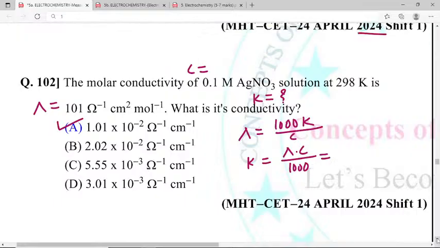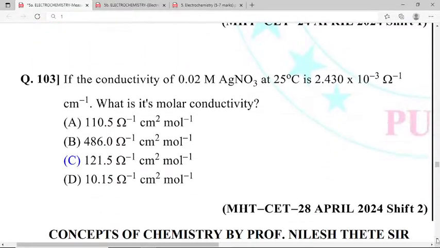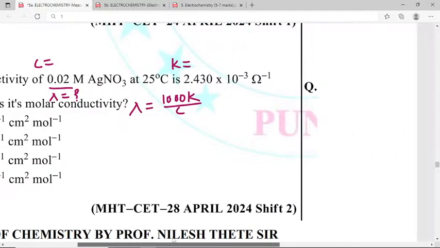Concentration 0.1, molar conductivity 101. What is the conductivity? If the conductivity of concentration 0.2 is given, conductivity K is given, molar conductivity lambda we have to calculate. Again, molar conductivity is 1000 K divided by C. Direct formula, substitute the value, we will get the answer 121.5.